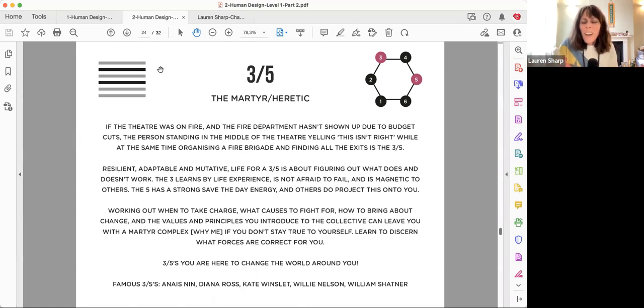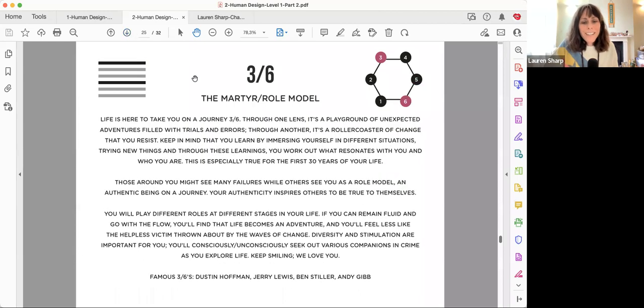So if you're 3-5, just keep doing what you're doing and don't overthink it as well. Don't get stuck in that. You'll be forgiven. You've got the grace. Your energy activation has it.